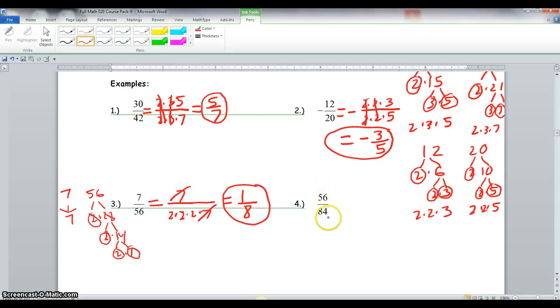Now we go here to 56 and 84. What's good about this 56 and 84 is this here. We already had a prime factorization of 56, which was 3 2's and a 7. Now we just need the prime factorization of 84. So we could do that here.